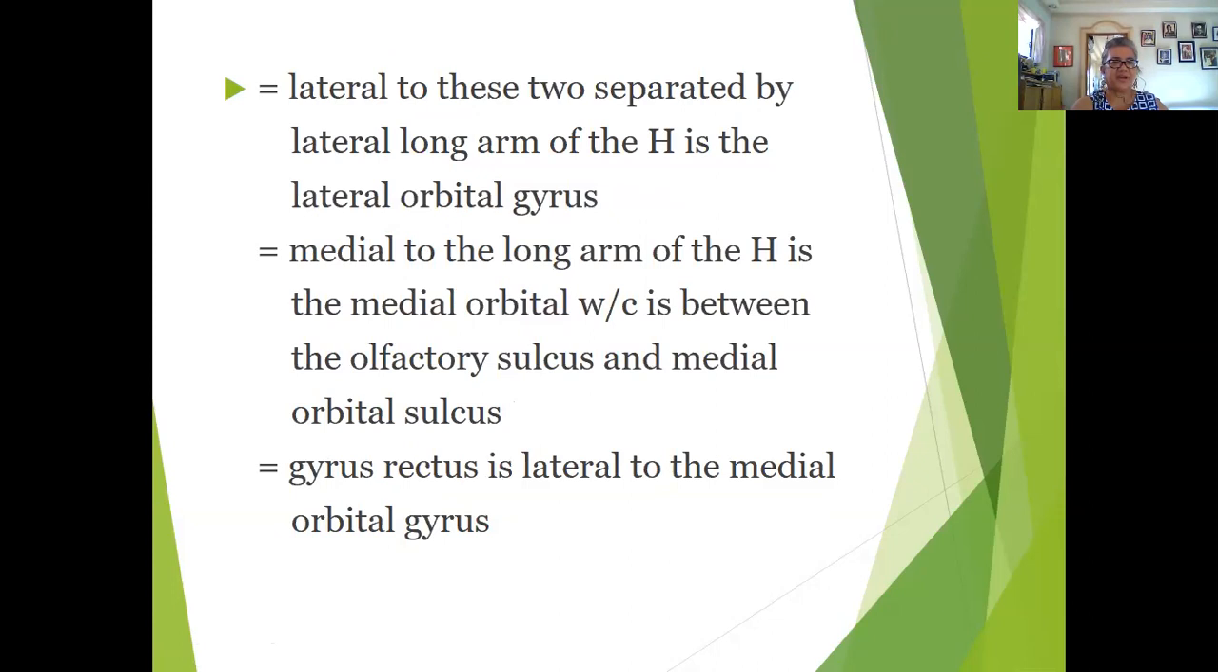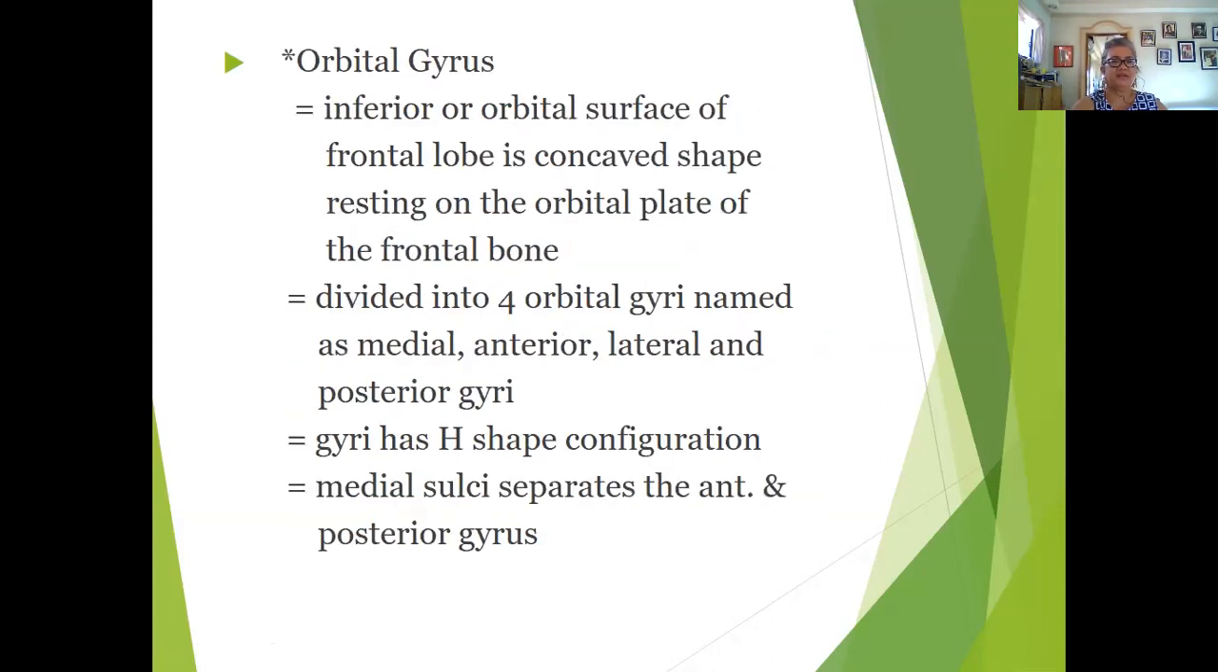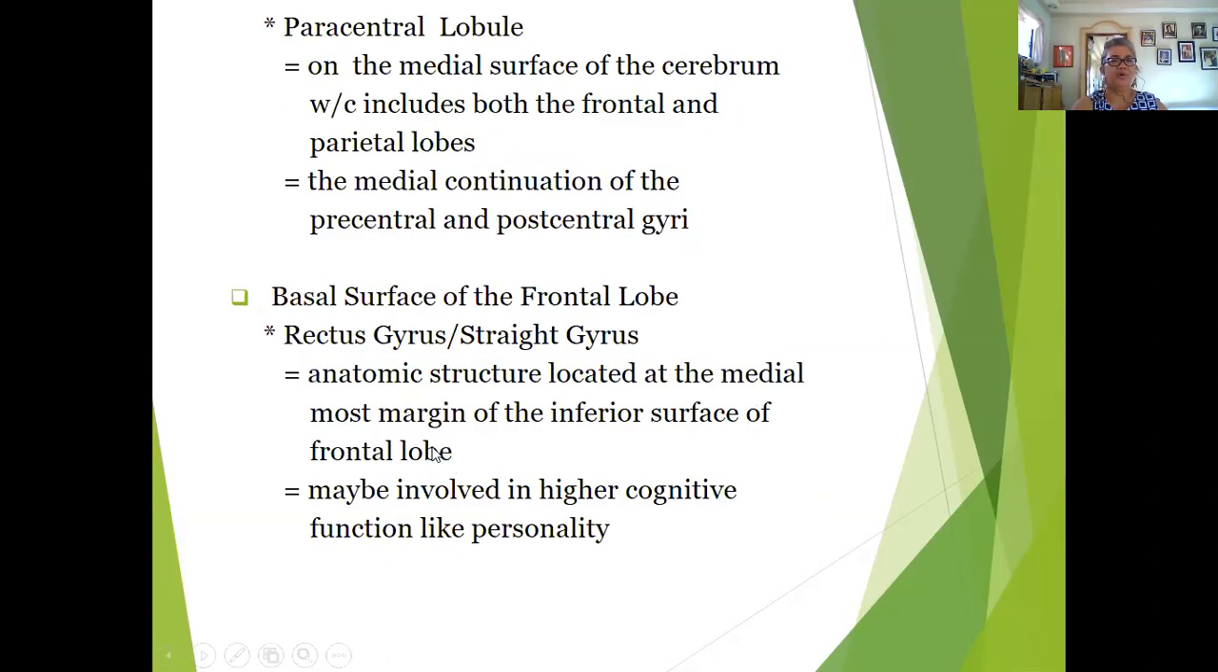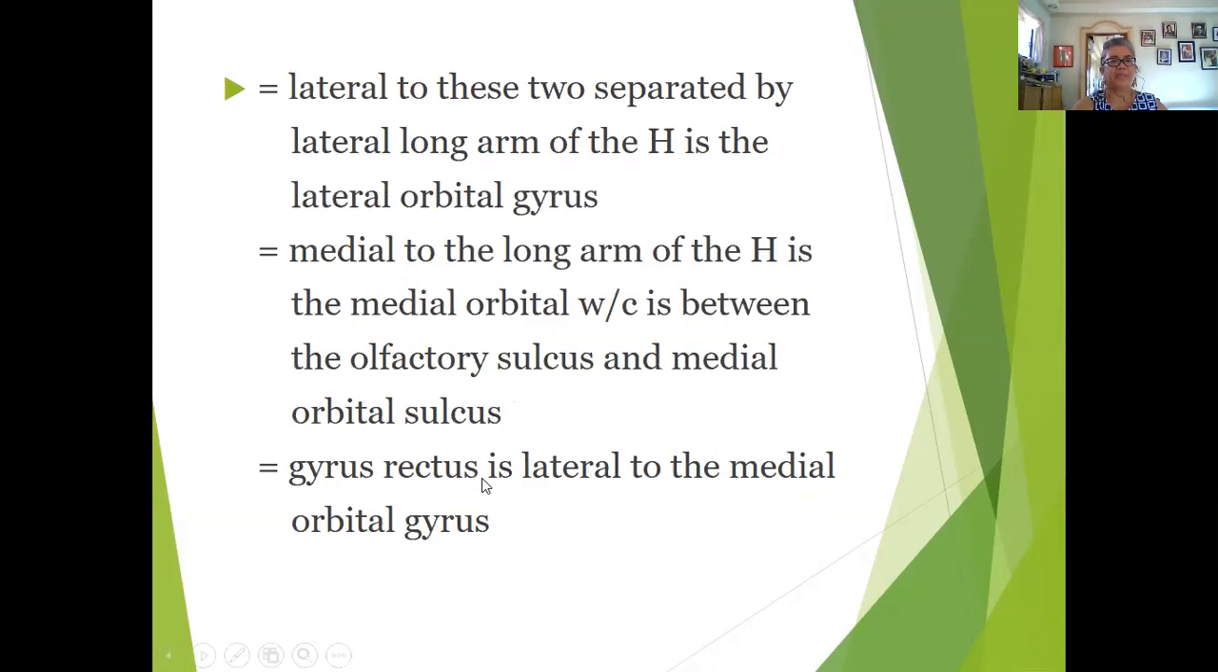Then the gyrus rectus is medial to the medial orbital gyrus. So it will be seen here because you have here the medial orbital gyri. So what will be medial to that will be the gyrus rectus.